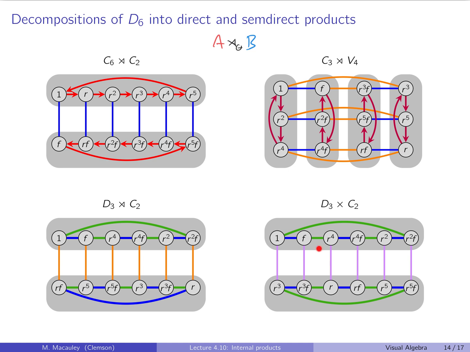And then finally, we have a direct product of D3 and C2. So these are not rewired because it's a direct product. You also have to be careful with how you label these things. I did not expect these to be labeled the way that they were.